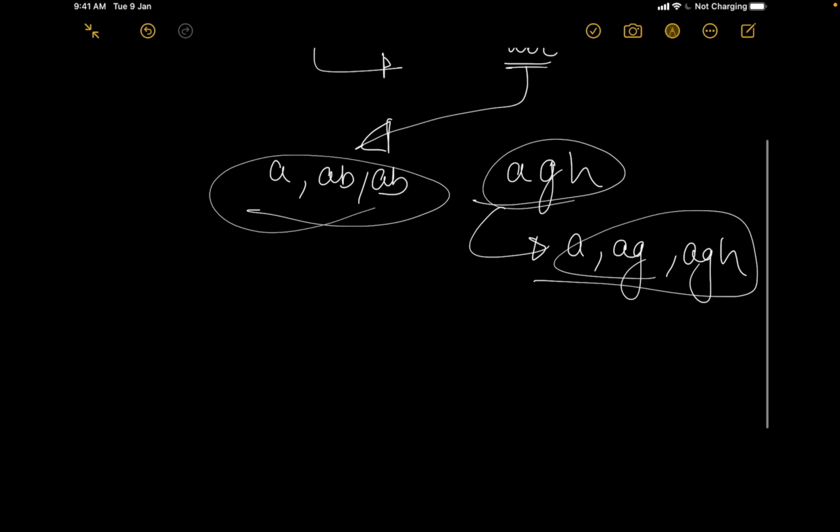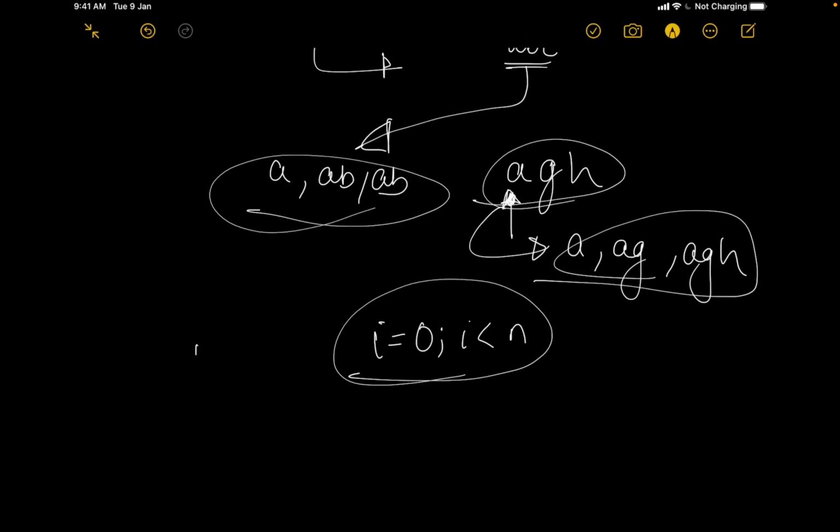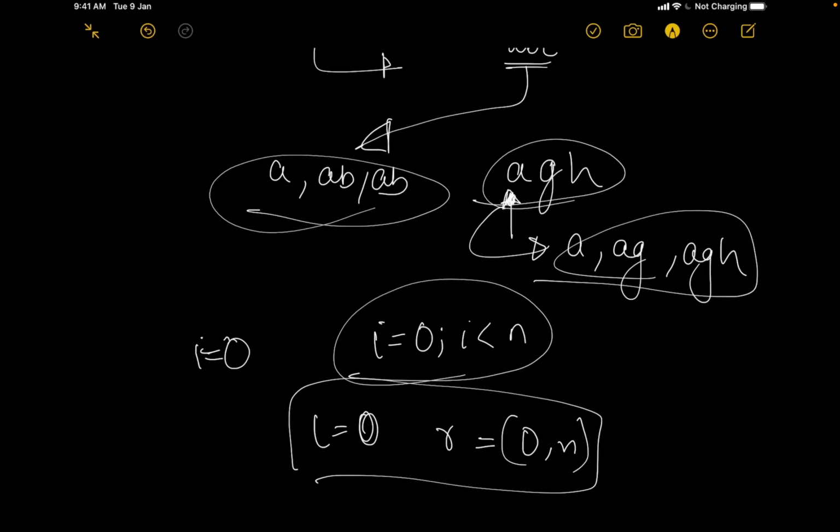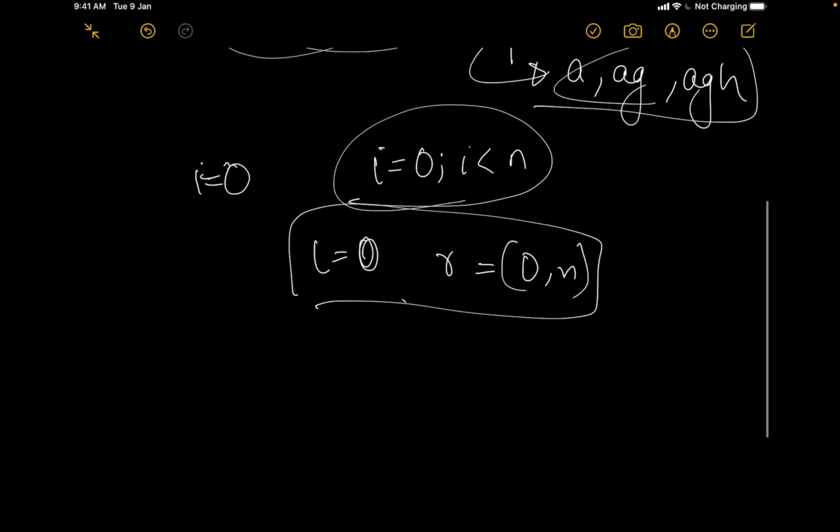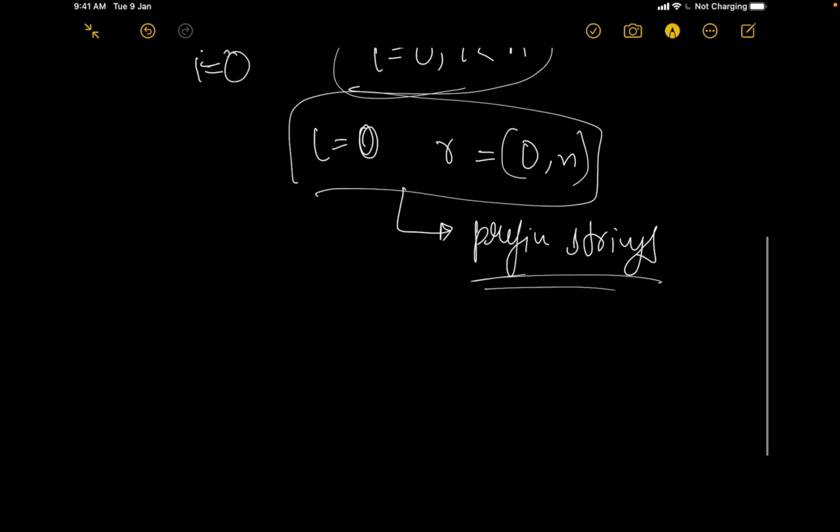Basically we'll start from the left, and for all the i's from 0 to i less than n, if we start from the very left, that is from i equal to 0, the left segment would be at 0 and the right segment could be at 0 till n. So all the strings that can be constructed in this fashion from a given string are known as prefix strings. So with that we already know what the prefix strings are.